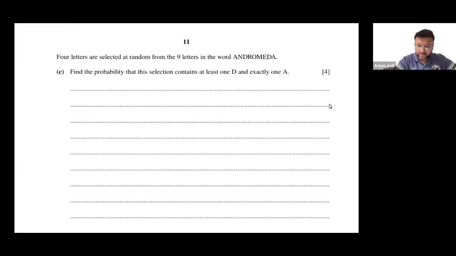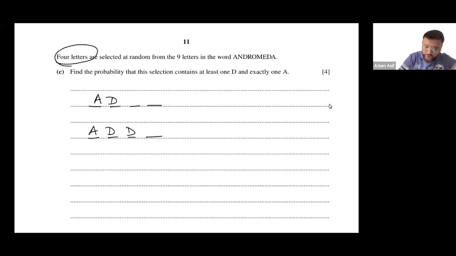4 letters are selected at random from the 9 letters in the word Andromeda. Find the probability that this selection contains at least one D and exactly one A. At least one D and exactly one A. And 4 letters are selected. Exactly one A and at least one D. Exactly one A and two Ds. Okay.